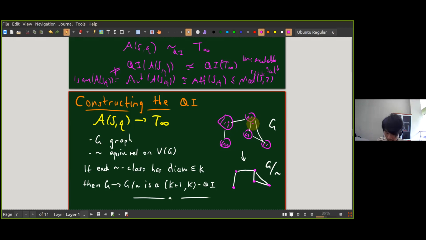Okay, and a simple lemma is that if you know that every equivalence class in the partition has bounded diameter, then the quotient map will be a quasi-isometry. Okay, so with explicit constants. Sort of, if each blob is uniformly bounded, then you crush them, and from the point of view of coarse geometry, they're going to look the same. That's the intuition.